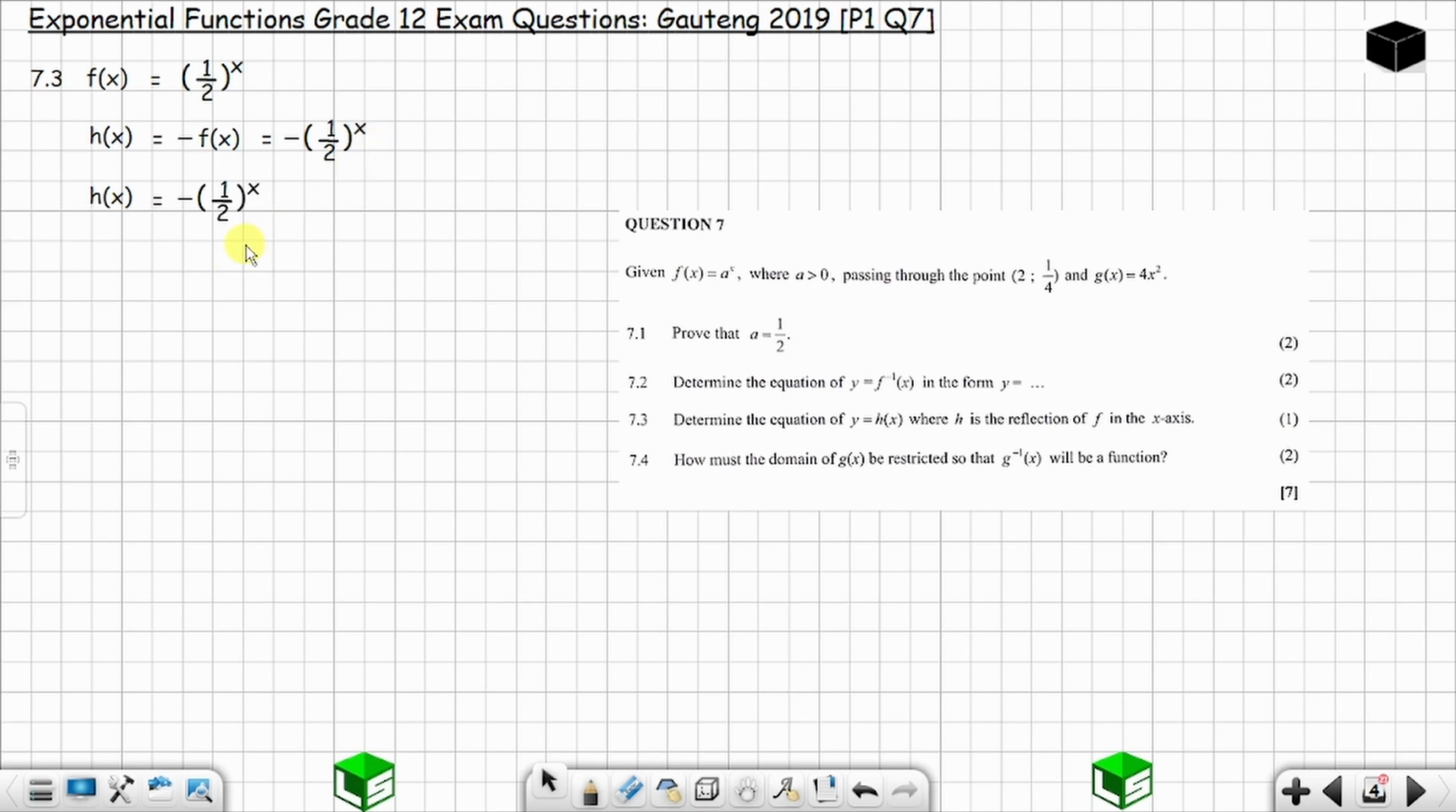Okay, this is what you have to do when you are trying to reflect a function or a graph in the x-axis. You have to multiply it by -1. Okay, as simple as that.